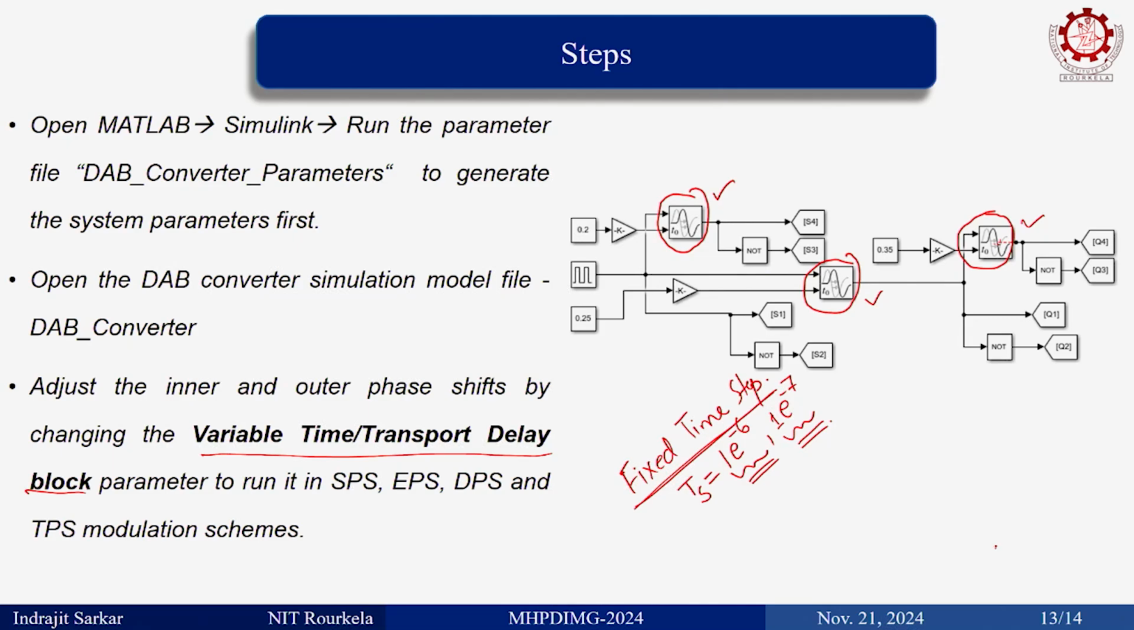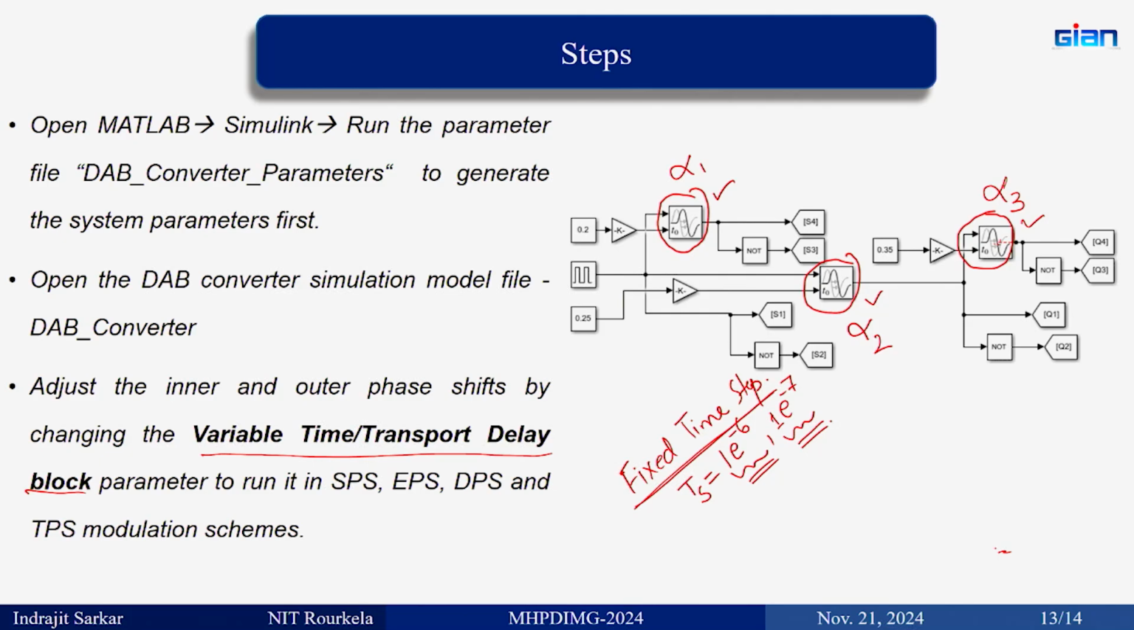and if you are able to run it and have any query, here this one is alpha 1, alpha 2 and alpha 3. Okay, I forgot to mention it. By adjusting this, for SPS you make alpha 1 not equal to 0 and alpha 3 equal to 0, then you put some alpha 2 and execute and see whether this result is coming or not.